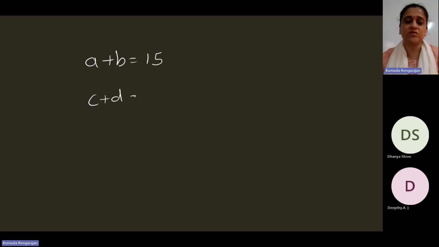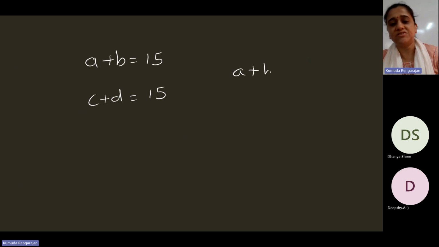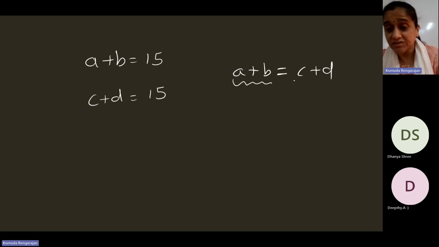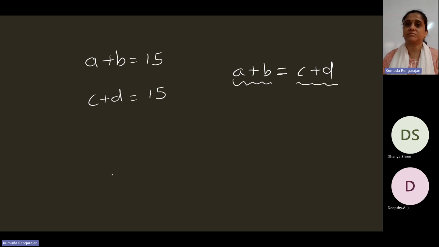Supposing you know A plus B is 15 and you also know C plus D is 15. Then you can write A plus B is equal to C plus D. So when you use the equal to sign, the value of the left hand side is equal to the value on the right hand side, the value of the LHS is equal to the value of the RHS.